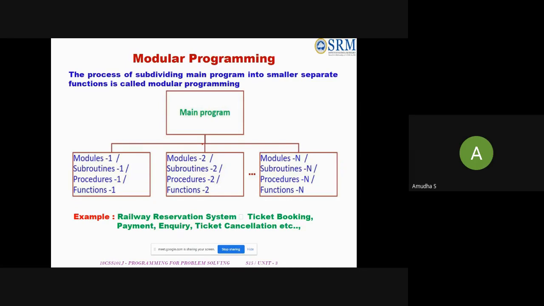what will they do? Simply they will cancel the ticket. The situation is not good, so they have to cancel the ticket. So there is a third provision, ticket cancellation.